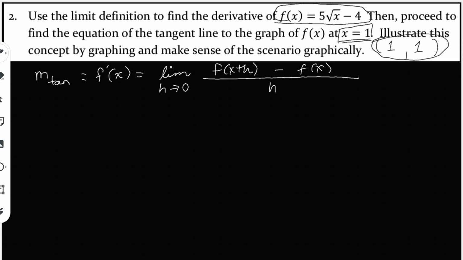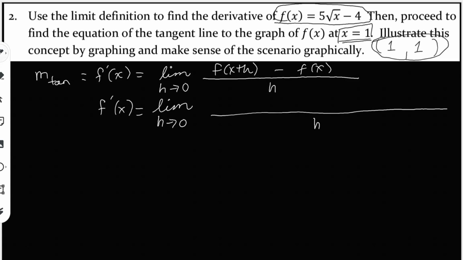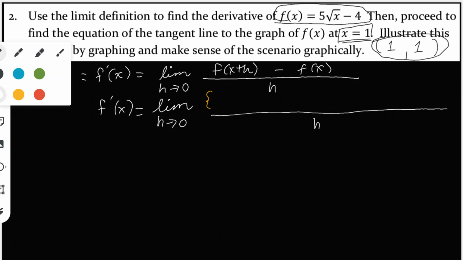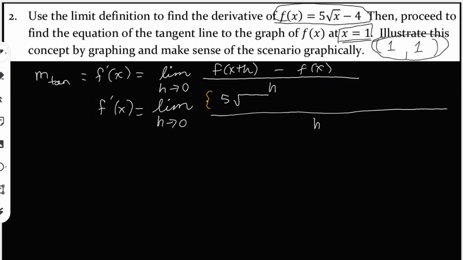Then again, the derivative is going to be the limit as h goes to 0. The denominator is h. The numerator is, I'm going to put f of x plus h in parentheses, 5 square root of x plus h minus 4. That is f of x plus h. That's this right here. Minus f of x, and f of x is the function itself, so minus 5 square root of x minus 4.